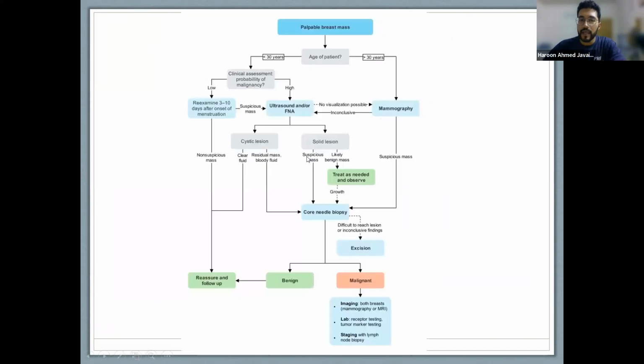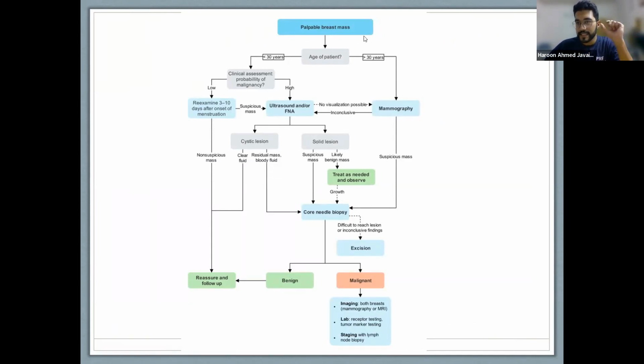Okay, so this is just a flowchart from AMBOSS just to help you make sense of breast cancer, because this is most probably the type of question you're going to get, right? So once we're doing screening, once we know that the patient, okay, so this is not screening, okay? Over here, we're talking about a palpable breast mass.